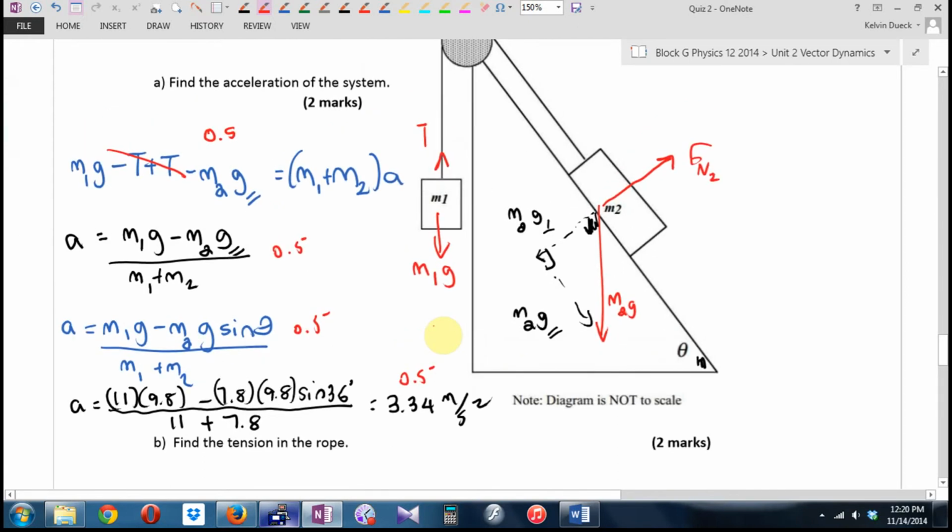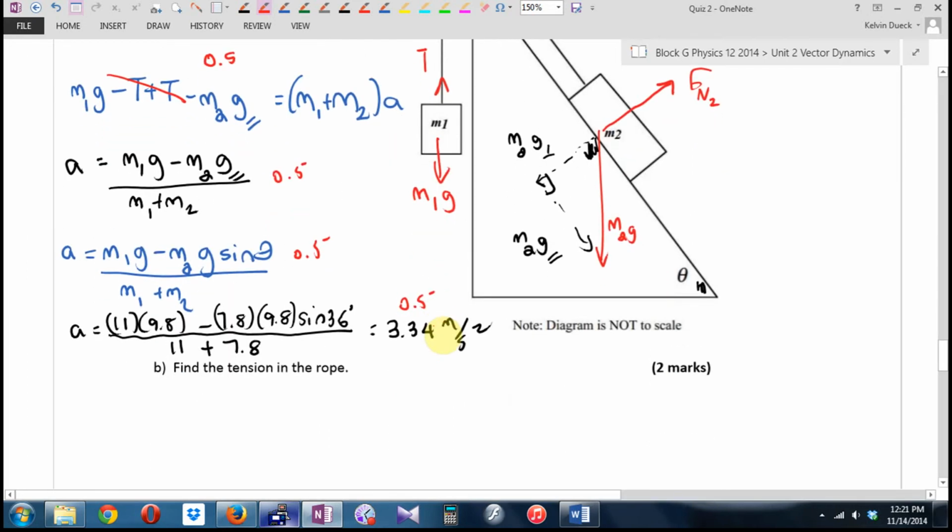Find tension. I can find tension using mass 1 or mass 2. Which one is going to be less ugly? Mass 1. Even though it's a loser, it's going to be way less ugly because I'm not going to have all the components and junk. So finding tension, winner minus loser equals M1A, which if I get the tension by itself is M1G minus M1A equals tension.